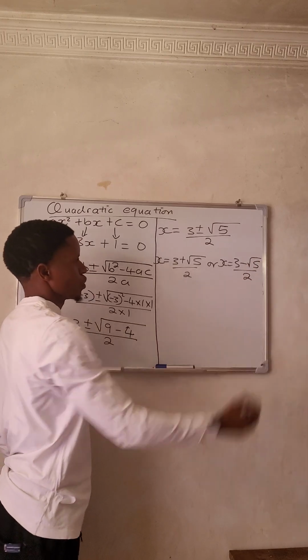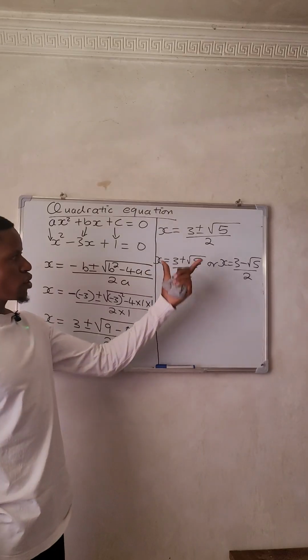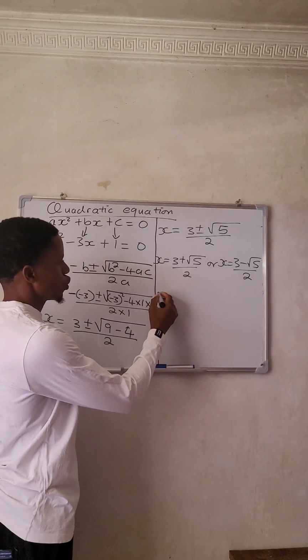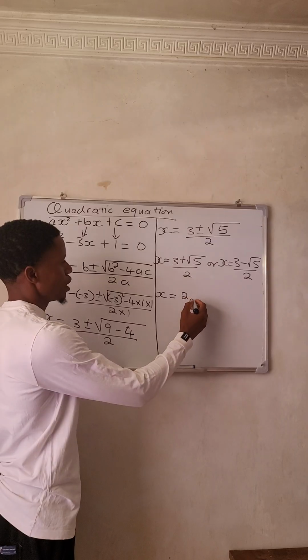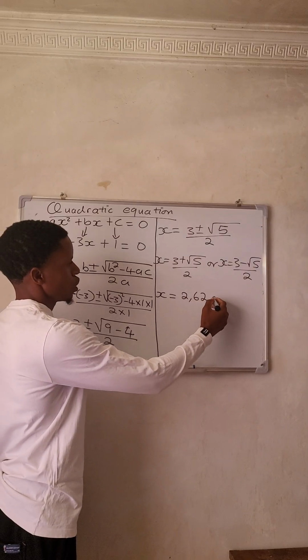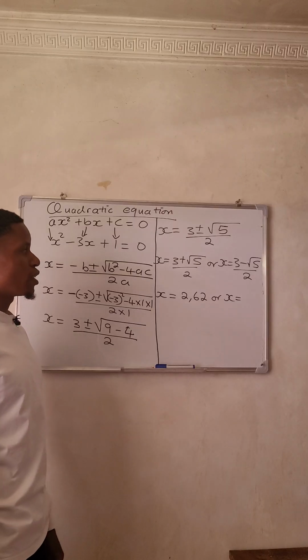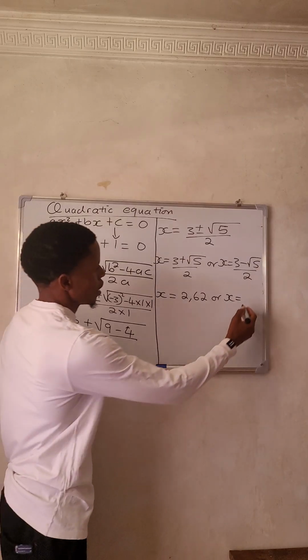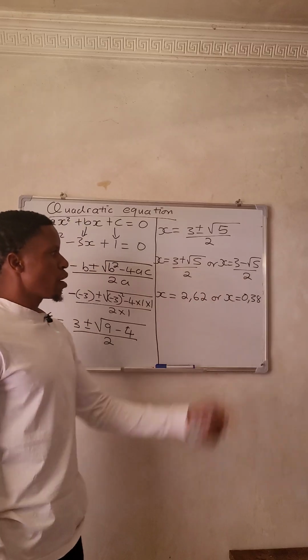all over 2. So next step, you punch this on your calculator. 3 plus root 5 divided by 2, x is equal to 2.62, or x is equal to, if you punch 3 minus root 5, you will get 0.38. That is by dividing by 2.